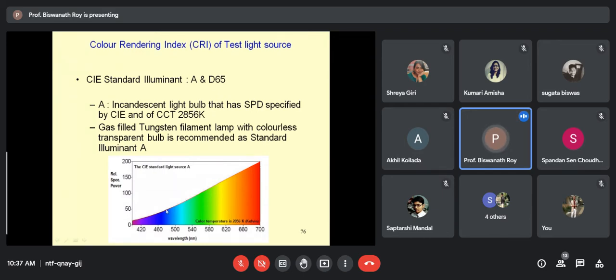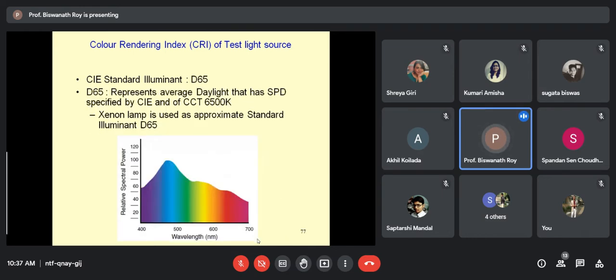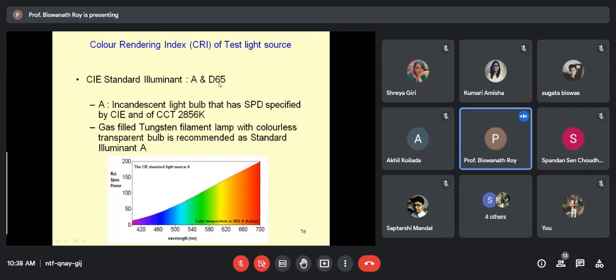Another standard illuminant is A, right? So there are two standard illuminants. Another is A, which is realized with the help of an incandescent light bulb, right? So this is the spectral power distribution of CIE standard illuminant A of color temperature 2856 Kelvin. And it is also realized in practice with the help of a tungsten filament lamp, right? But it is not a commercially available tungsten filament lamp. It is to be manufactured and standardized in the laboratory. These are very special types of lamp.